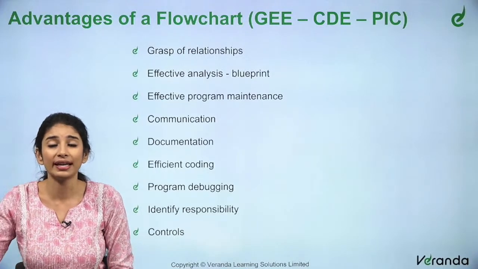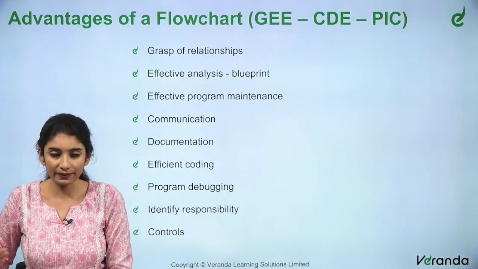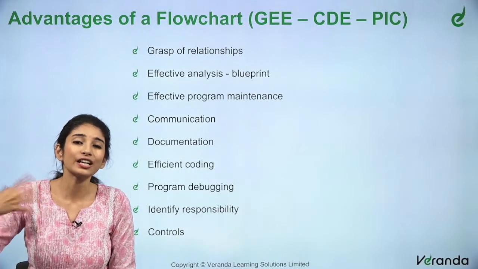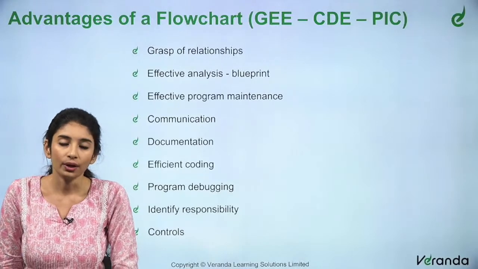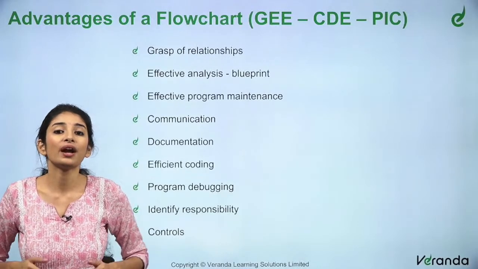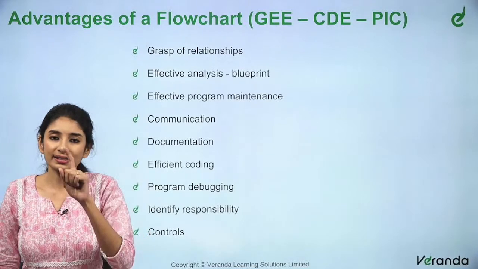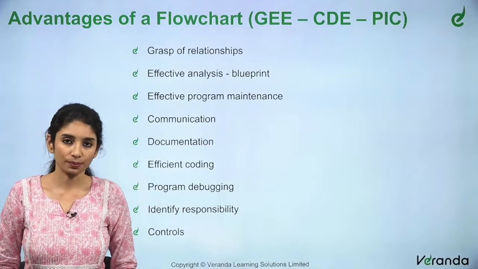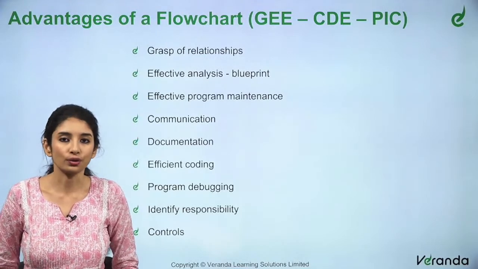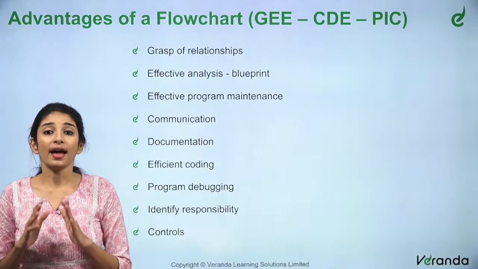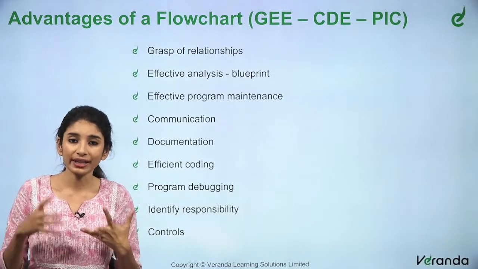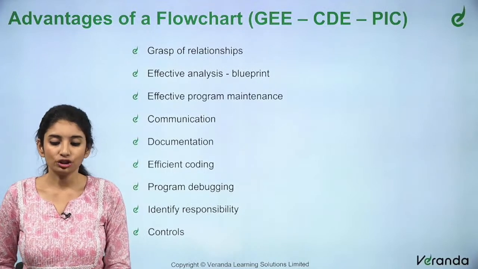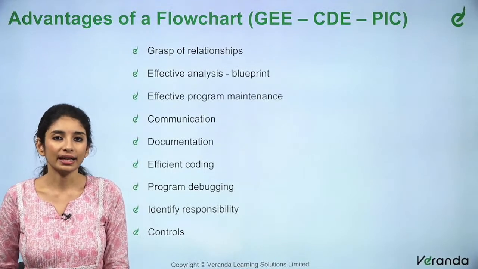Maybe in print I've just given name, not comma simple interest, I've not given, right? So program debugging or fixing of errors can be done because of the flowchart. PIC: I stands for identifying responsibility. I exactly know who has to do what activity and I can identify the responsibility, okay? And C stands for controls. Because a flowchart is there and because I understand the software, how it's functioning, I can put in the correct controls in place.